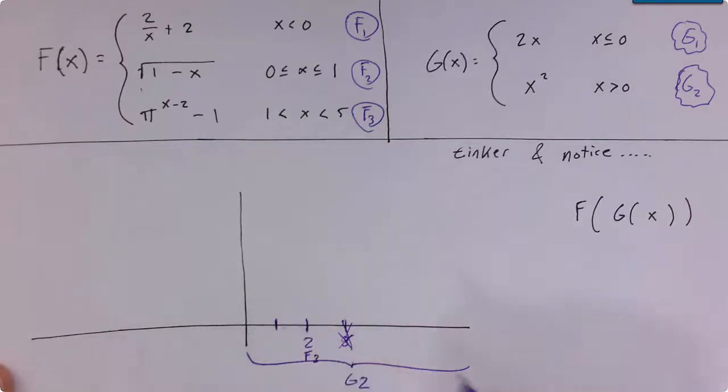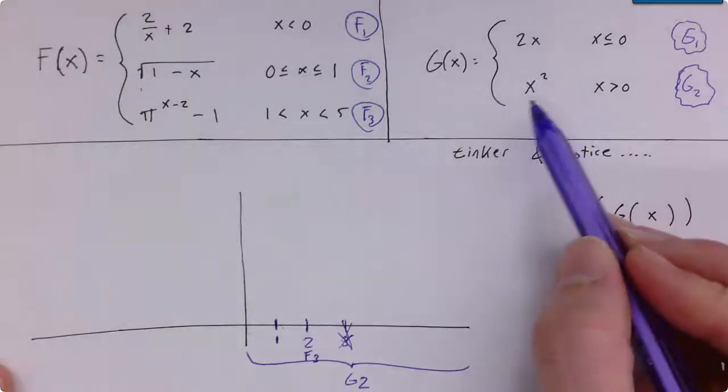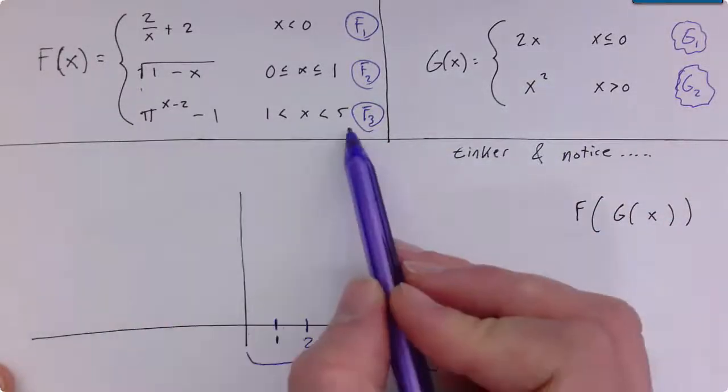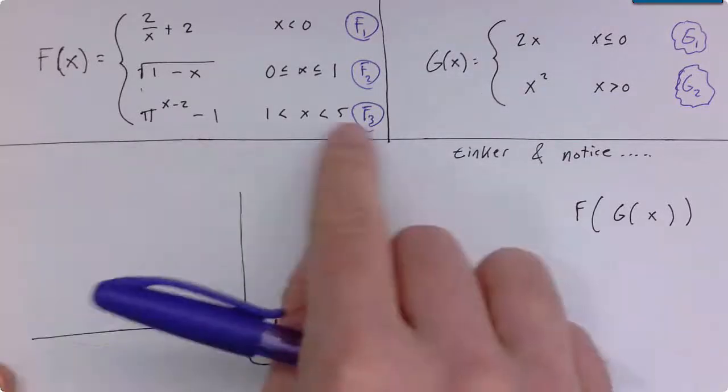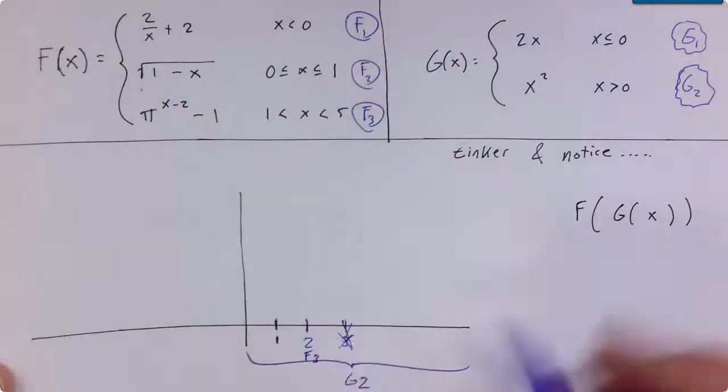Let's try another example. Let's try 1. So if I plug in x equals 1, again, I'm plugging it into the g function. I get an output of 1. And I'm noticing that that actually doesn't fall in the domain for the third part of f, because for the third part of f, x has to be larger than 1. So that falls in the domain for the second part of f. So here it would be f2.